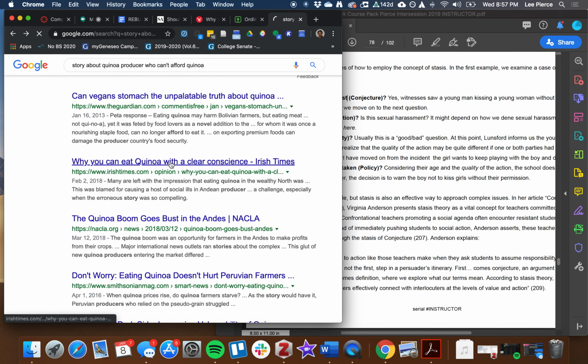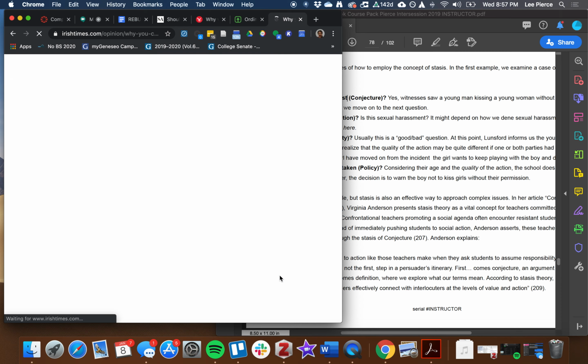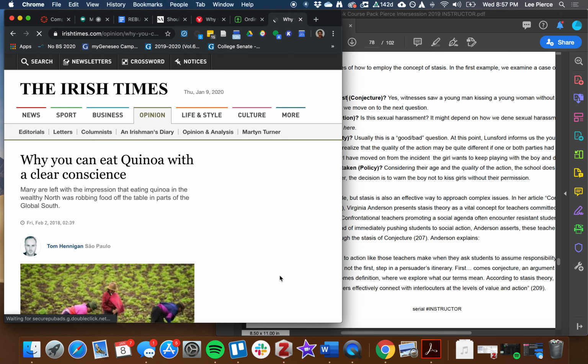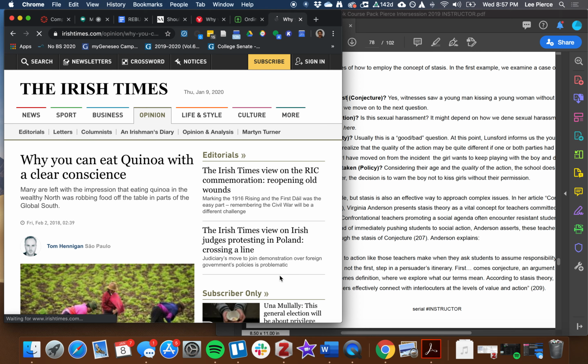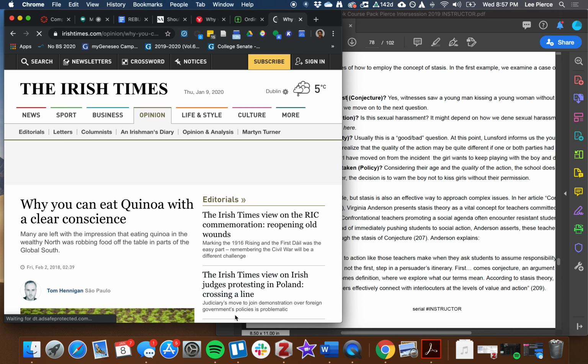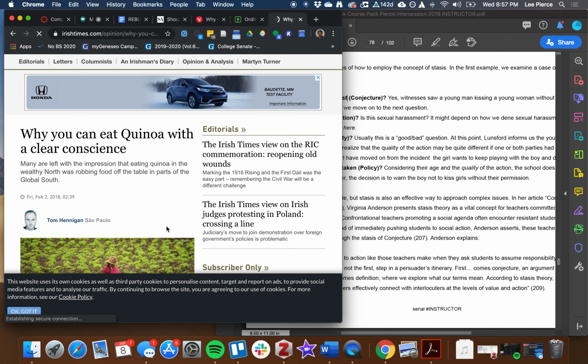Why you can't eat quinoa with a clear conscience. Let's see if we get something better. See, eating quinoa doesn't hurt Peruvian farmers, right? So there's a counterclaim. So maybe if you read an article that says this whole thing about quinoa is kind of overinflated, you may want to go back to your outline and find a different argument, because you may just decide that this argument doesn't quite hold water.